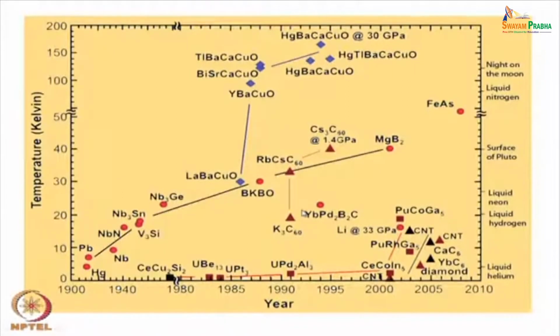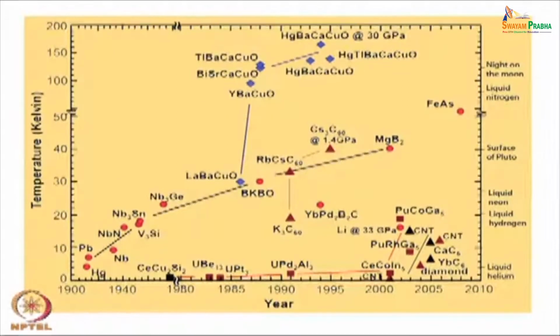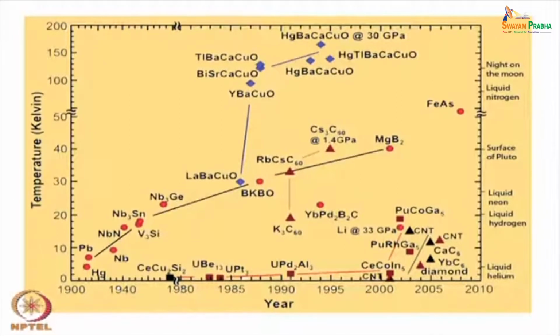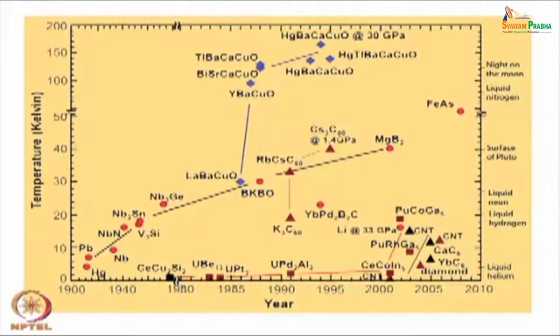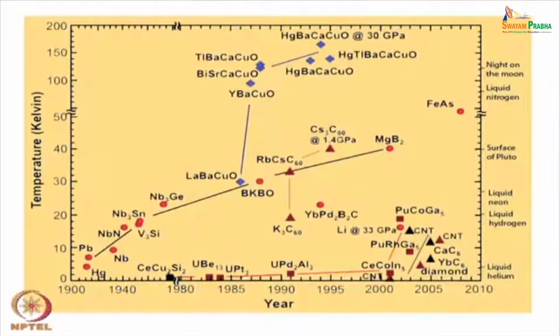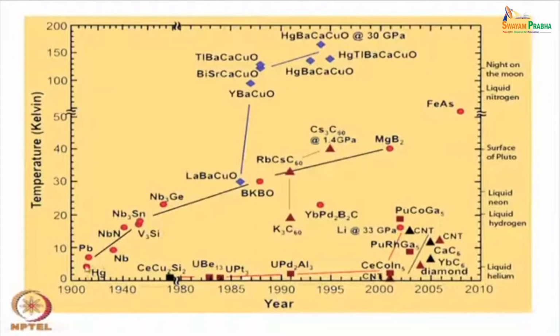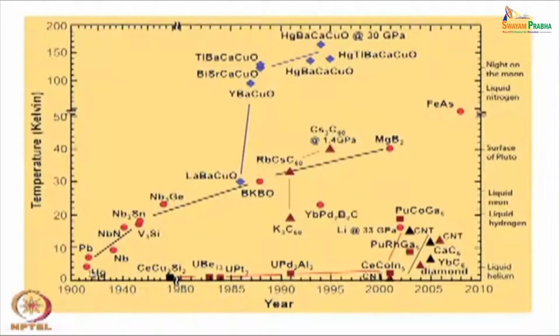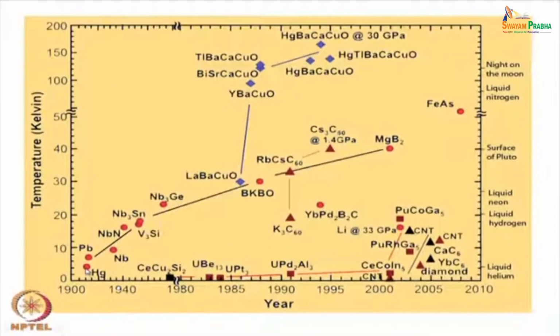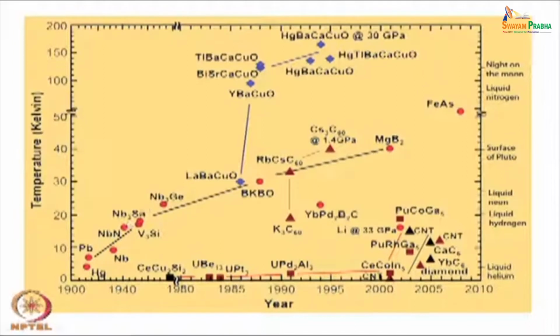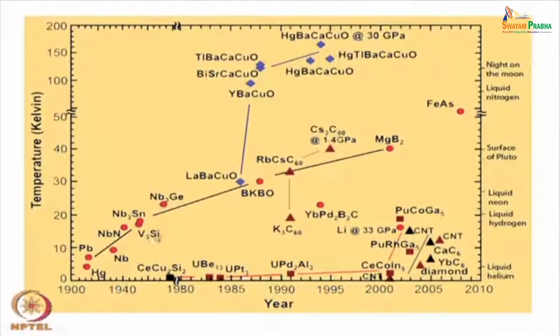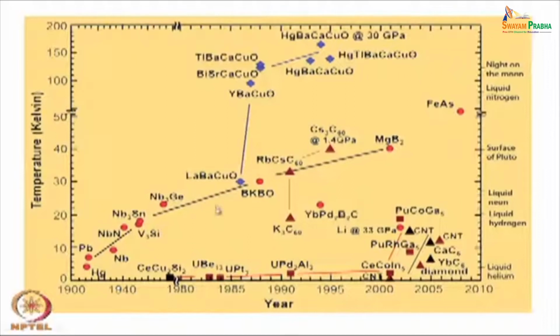Now, this is a comprehensive picture of how many different compounds have been discovered so far, and how, over a period of 100 years, the transition temperature has improved in different compounds. These are the elemental superconductors which we have mentioned earlier: mercury, lead, then niobium, niobium nitride, niobium tin, vanadium silicon, niobium germanium and so on.